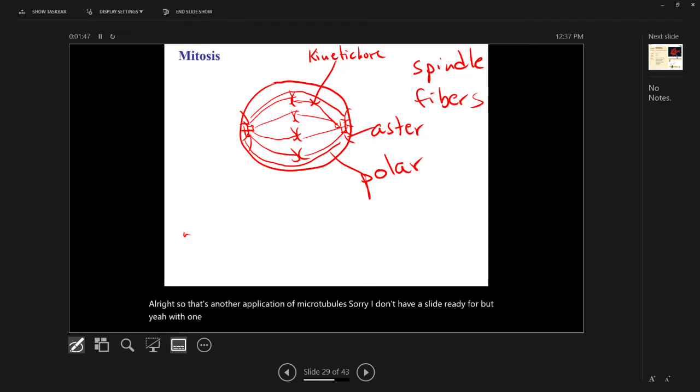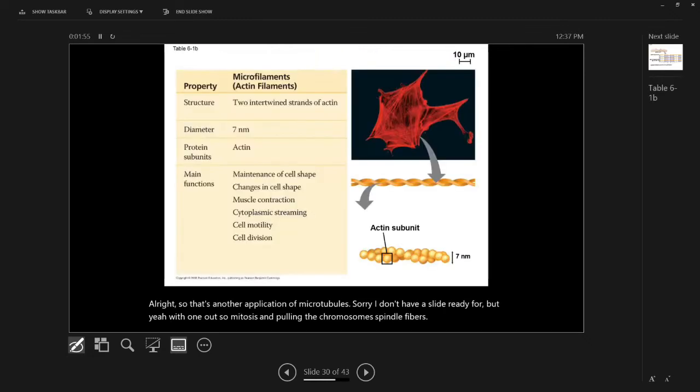So mitosis and pulling the chromosomes, spindle fibers. All right, let's move on.